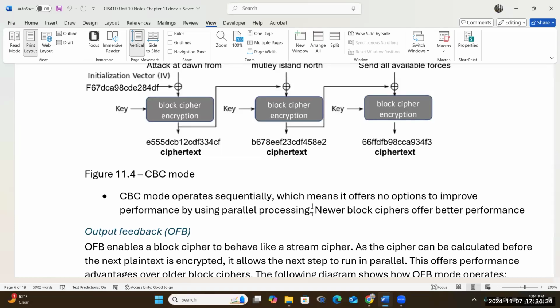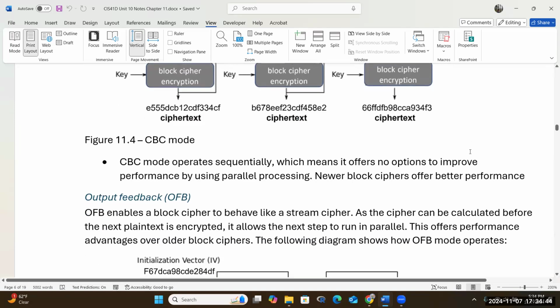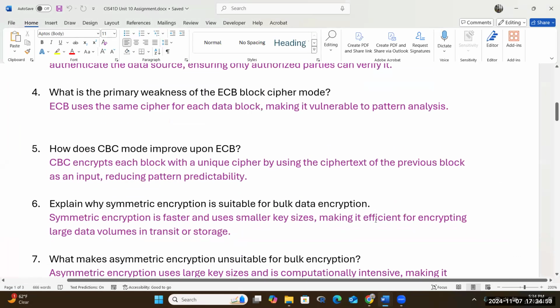The code that they use to do that can be parallel processed. However, CBC does not support that. So this is why we see depletion in performance and it's very slow. Now, the newer block ciphers do have some performance improvement. So this is what you see in the later sections. All right, coming back here, we can say that CBC mode improves upon ECB because it uses unique cipher. We mentioned that.